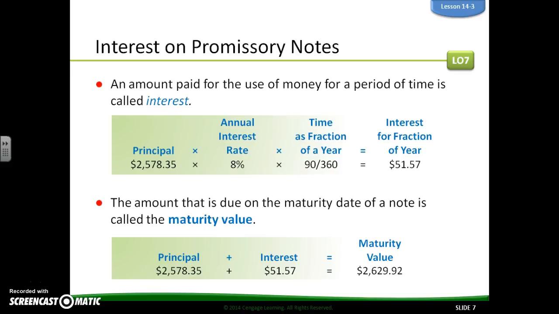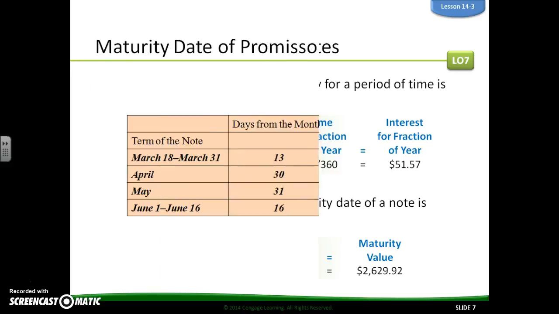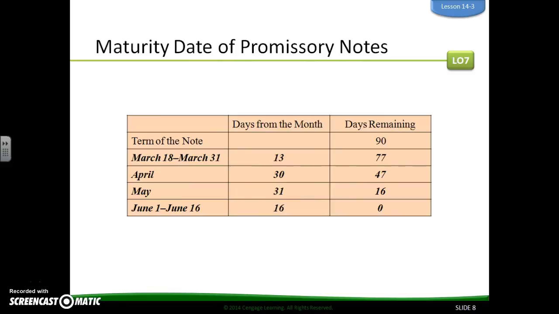And our principal plus our interest that we're going to be receiving is the maturity value. Okay, so maturity date on promissory notes. You want to make sure that you know how many days, and you accurately use the number of days on a 90-day note, because not every month has the same number of days in it. So if you're issuing a 90-day note, you wouldn't automatically say, okay, today is March 11th, that's going to be due on June 11th.